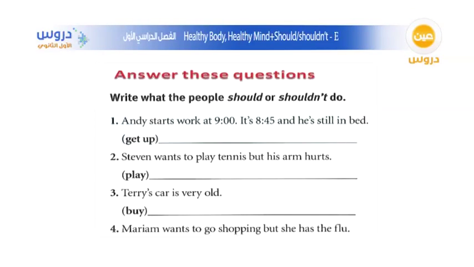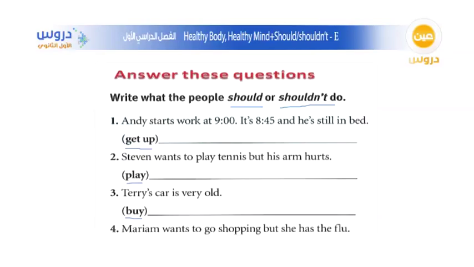Look at these questions here. Write what the people should or shouldn't do. Number 1, Andy starts work at 9 o'clock. It's 8:45 and he's still in bed. What are you going to use? Is it should or shouldn't? I want you to use the subject plus should or shouldn't plus the main verb. And these are the main verbs: get up, play, buy, and go.